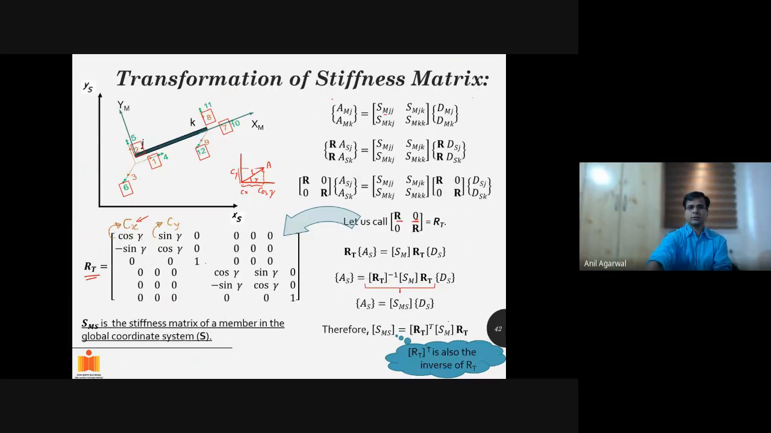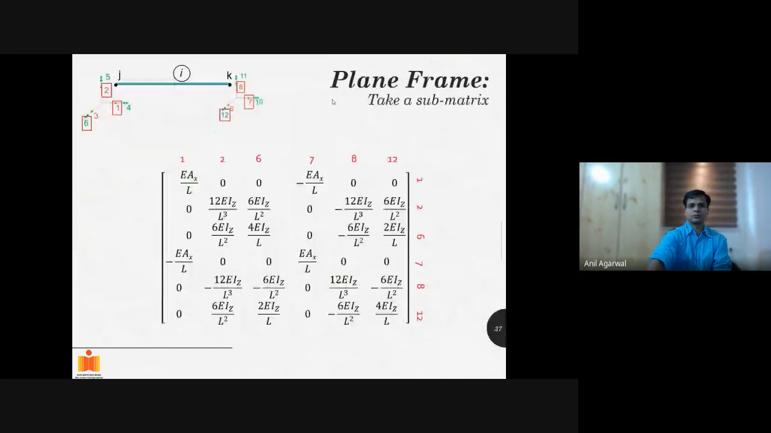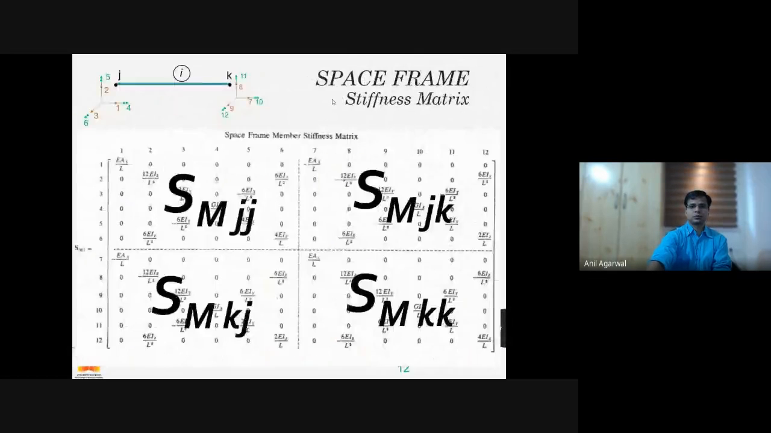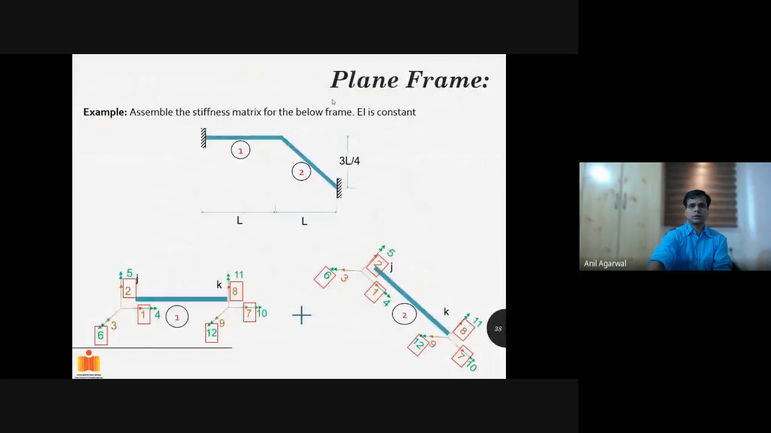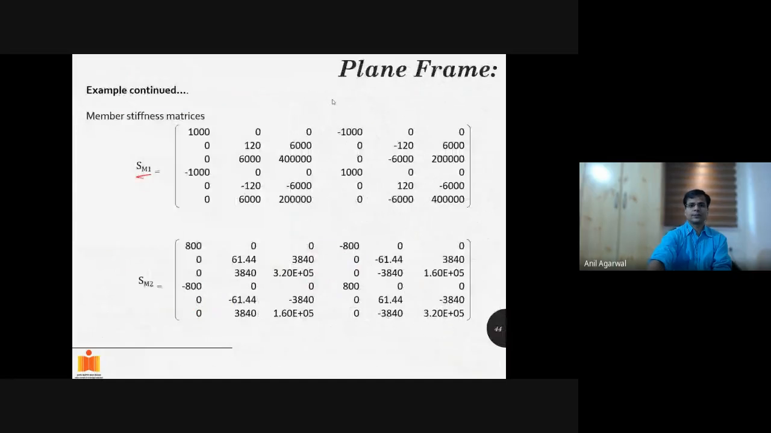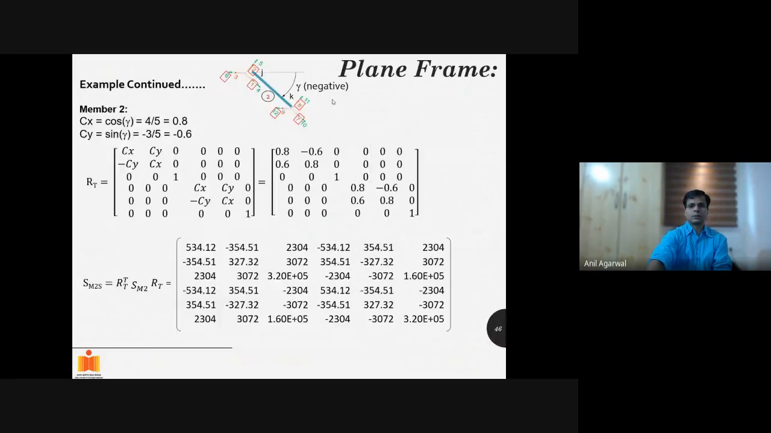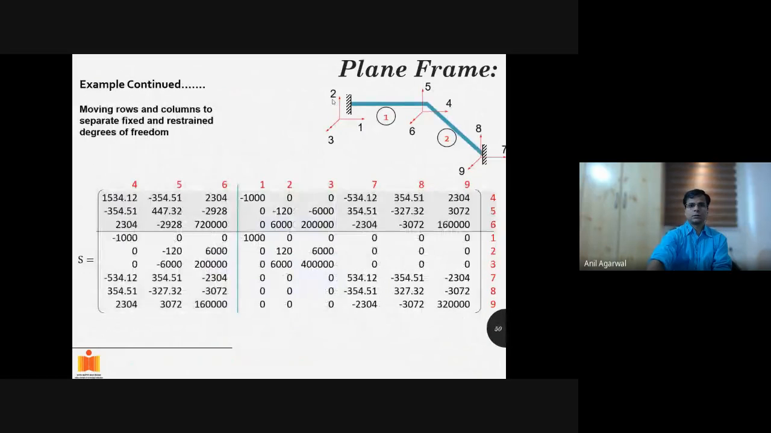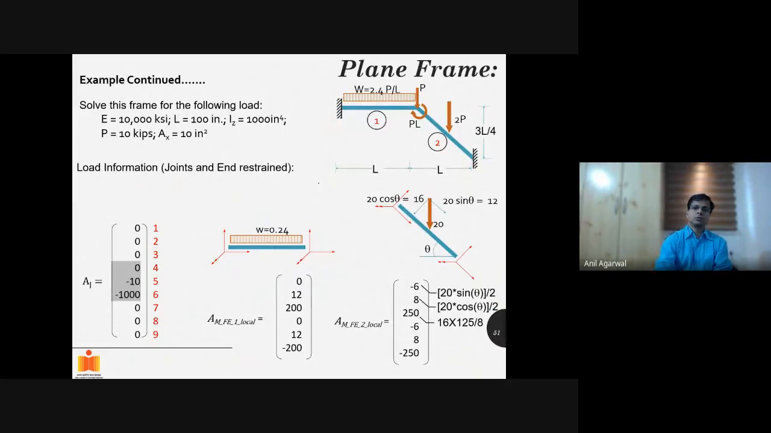So in this example, if you can go back one step. I have not given the values yet. Okay, somehow the slides have become incorrectly arranged. These are some of the basic information. The E value is this much, ksi. The L value is given here, this is L, this is L. So the length of the second member is how much?